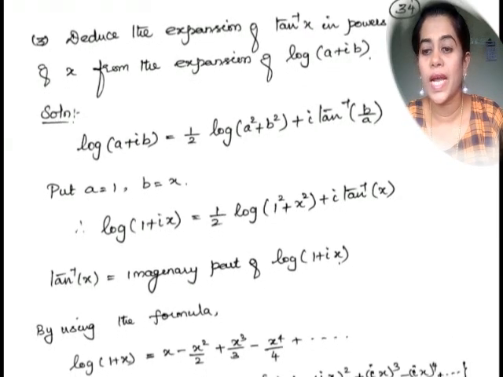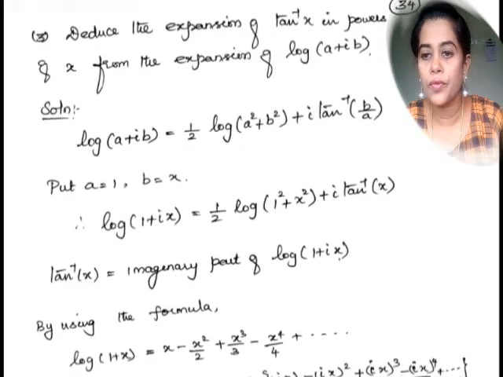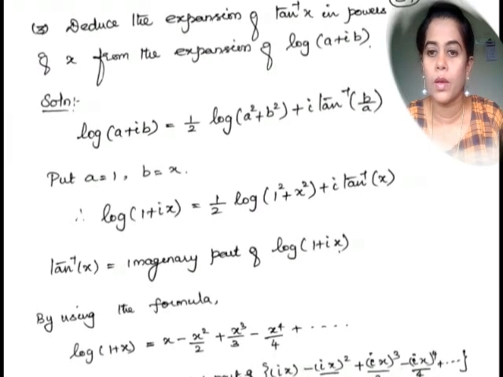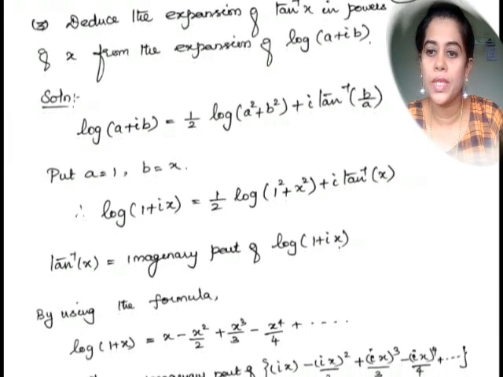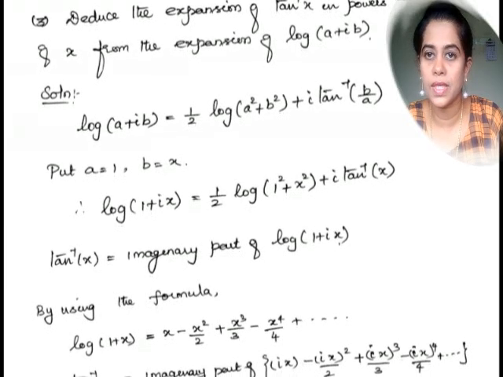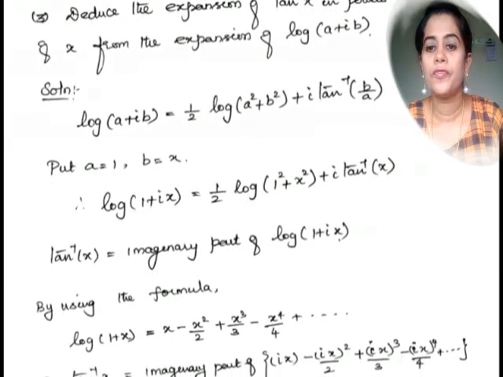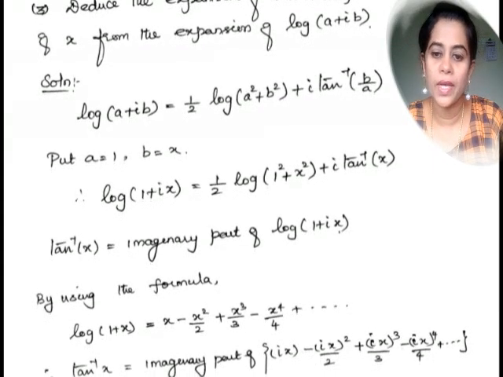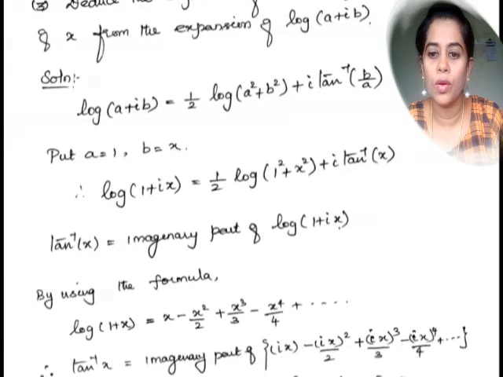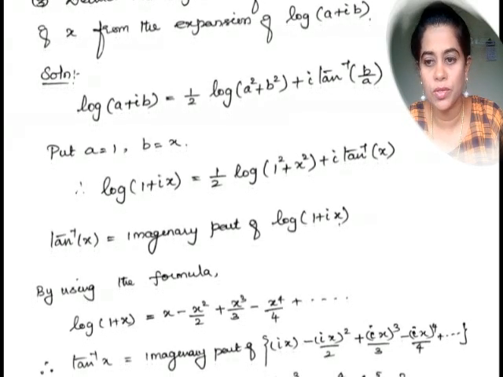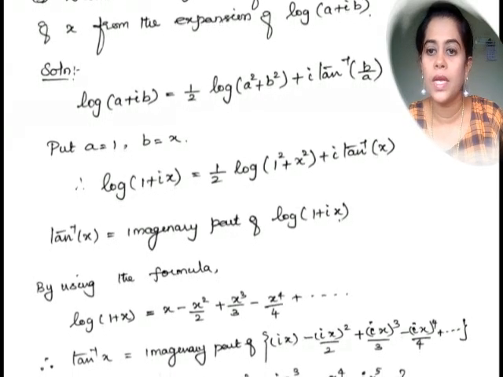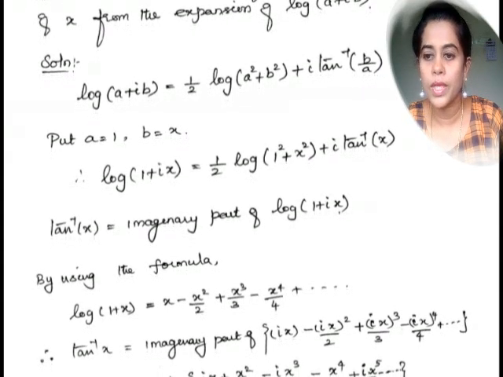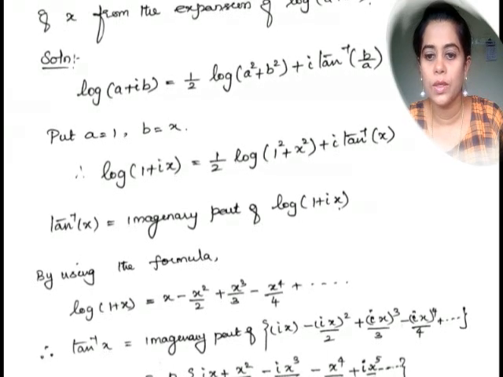Deduce the expression of tan⁻¹x in powers of x from the expansion of log(a + ib). Only they are asking you to deduce tan⁻¹x, which means the amplitude, from the expansion of log(a + ib). And we know that log(a + ib) can be written as 1/2 log(a² + b²) + i tan⁻¹(b/a). In this, let me have b equal to x and a equal to 1. Then only I am getting tan⁻¹x, isn't it?